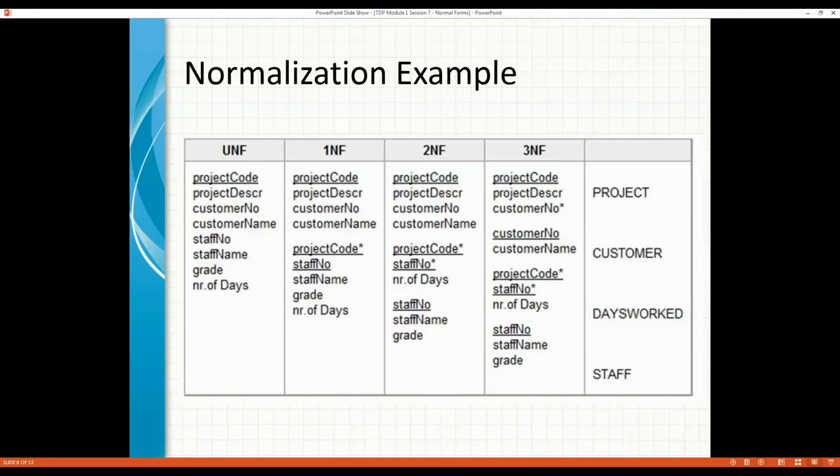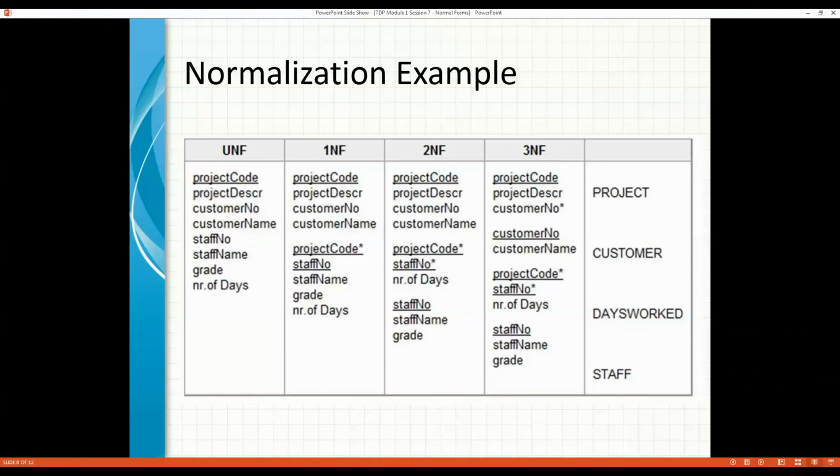So, in order to remove this redundancy, in 1NF, we see that the project, description, and customer name have been broken into their own table, whilst the rest of it, project code, staff, staff name, grade, and number of days, have been broken into theirs. In 2NF, we seek to make sure that everything in those tables properly are fully dependent, or dependent at least, in part to the prime attributes.